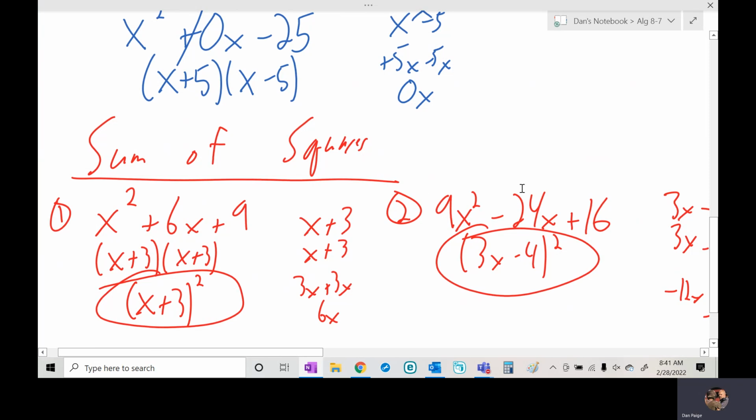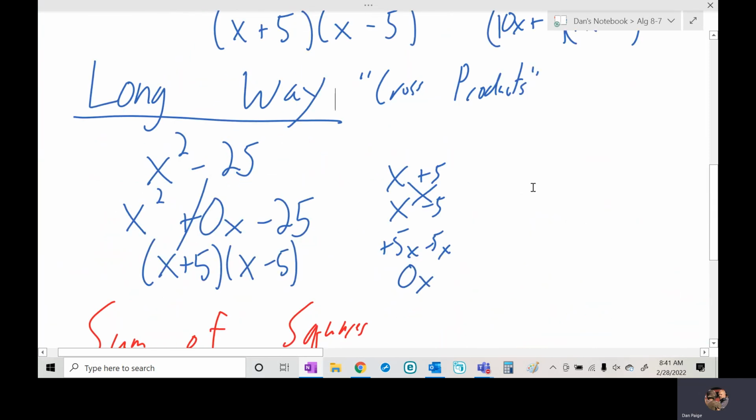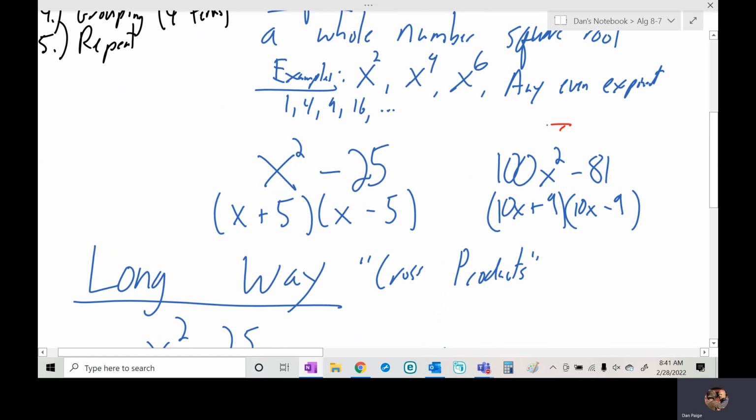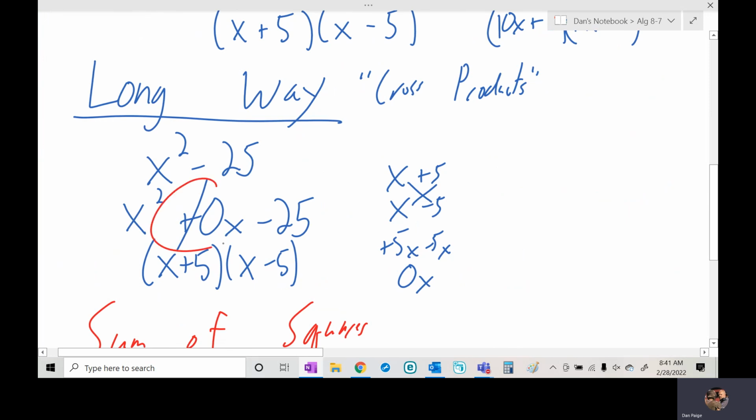One last reminder, if none of this made sense, then just do cross products every single time, right? If you have something with 2 terms and this whole difference of squares thing doesn't make sense to you, it will eventually. Just turn the middle term into 0x and factor it with cross products. You'll still get the right answer.